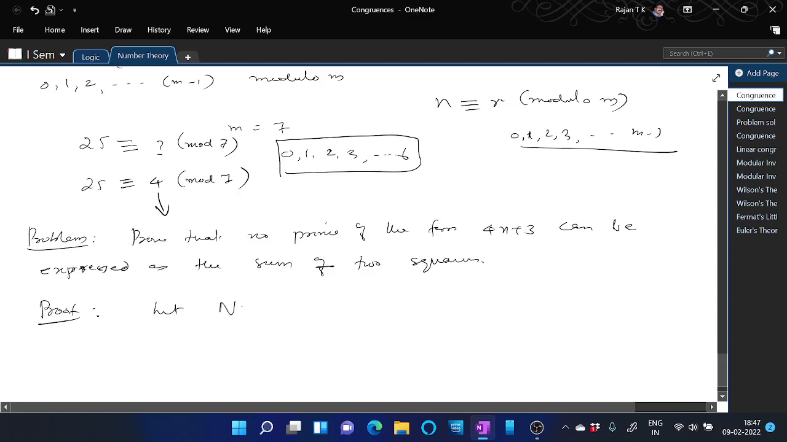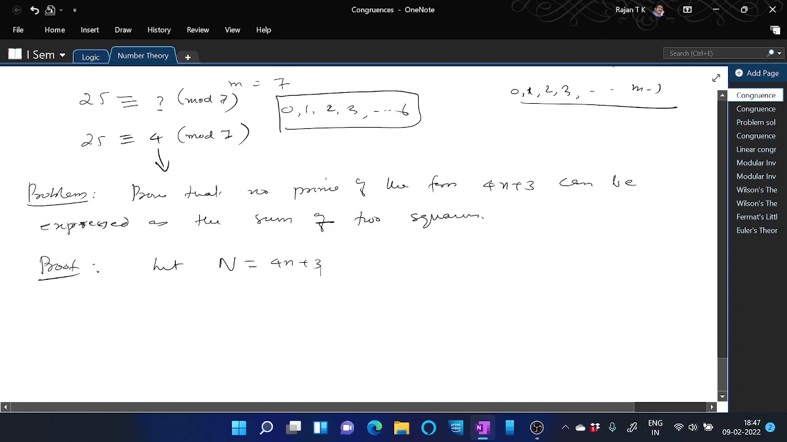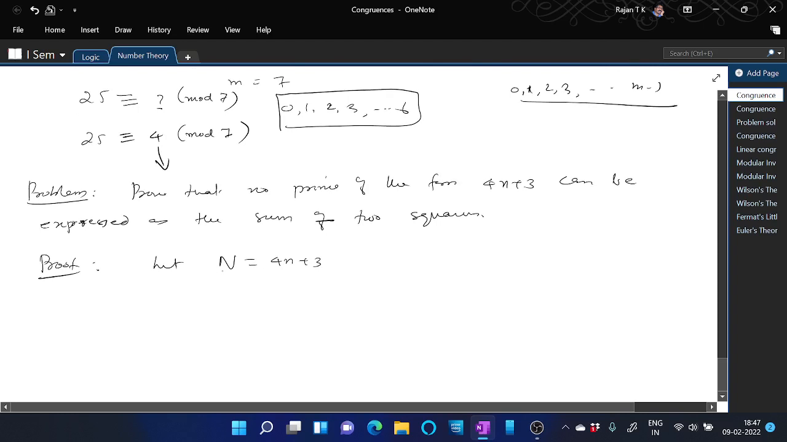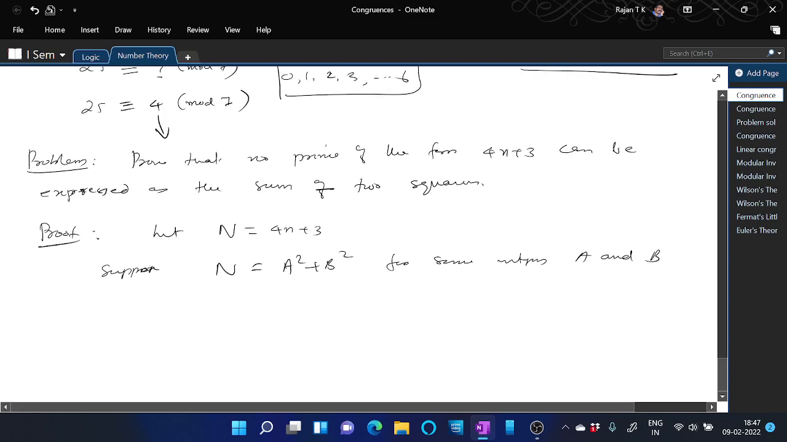Suppose this 4n plus 3 is some number capital N. For some n, suppose 4n plus 3 is the number N, and we want to show this N cannot be expressed as the sum of two squares. Suppose it is possible: N is equal to a square plus b square, for some integers a and b. Suppose N can be written as a square plus b square.